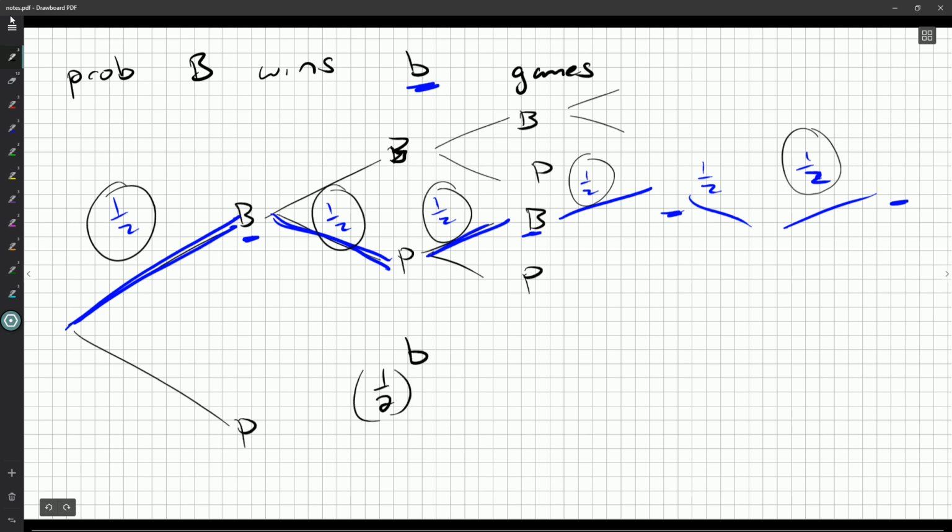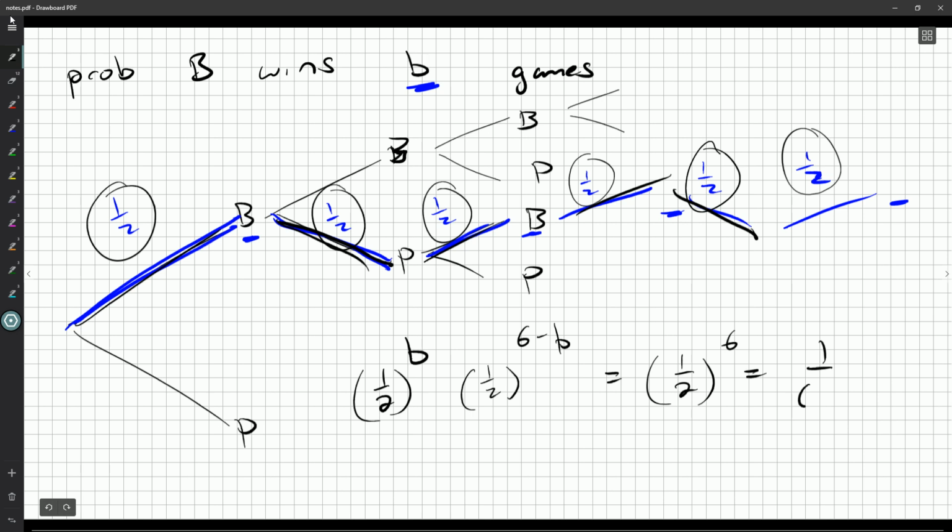But the other 6 minus B parts of the branch will be Pierre winning. Ultimately, when you work that out, that's just going to be 1/2 to the 6. So any given branch that tells a story, say Blaise wins the first round, then Pierre, then Blaise comes back twice, the probability of that happening is going to be 1/64. But there are lots of ways for Blaise to win B games. It doesn't have to be in one particular order.